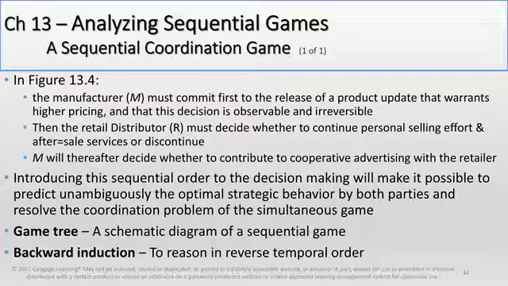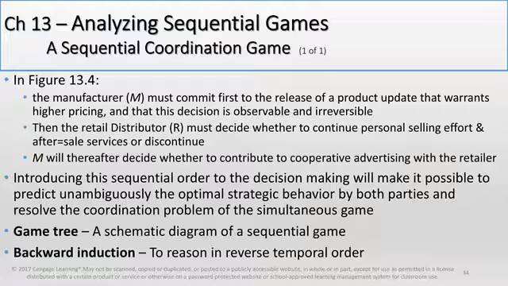Step 1. Endgame analysis, the manufacturer's best reply. At node M1, if R continues selling, M prefers not to advertise. Retailer, 100K. Manufacturer, 350K. At node M2, if R discontinues, M prefers to advertise. Retailer, 120K. Manufacturer, 280K. The retailer anticipates these best replies and prunes unlikely branches.